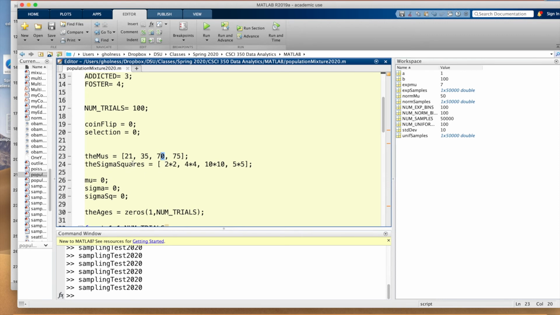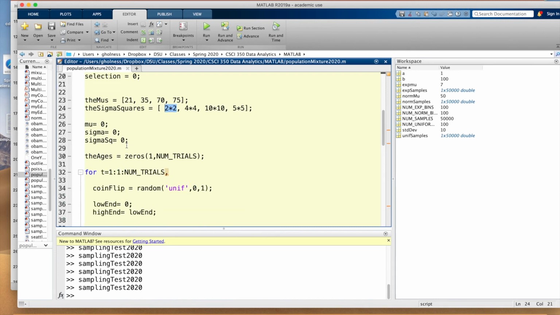So each distribution is a normal distribution, and a normal distribution has a mu and a sigma squared as the parameters. So here, the first position is the sigma squared for the first normal distribution. Then I have 4 times 4, 16, then 100, and 25, right? So if you were talking about the first normal distribution, its mu is 21 and its sigma squared is 4. Okay, and similarly for the other positions.